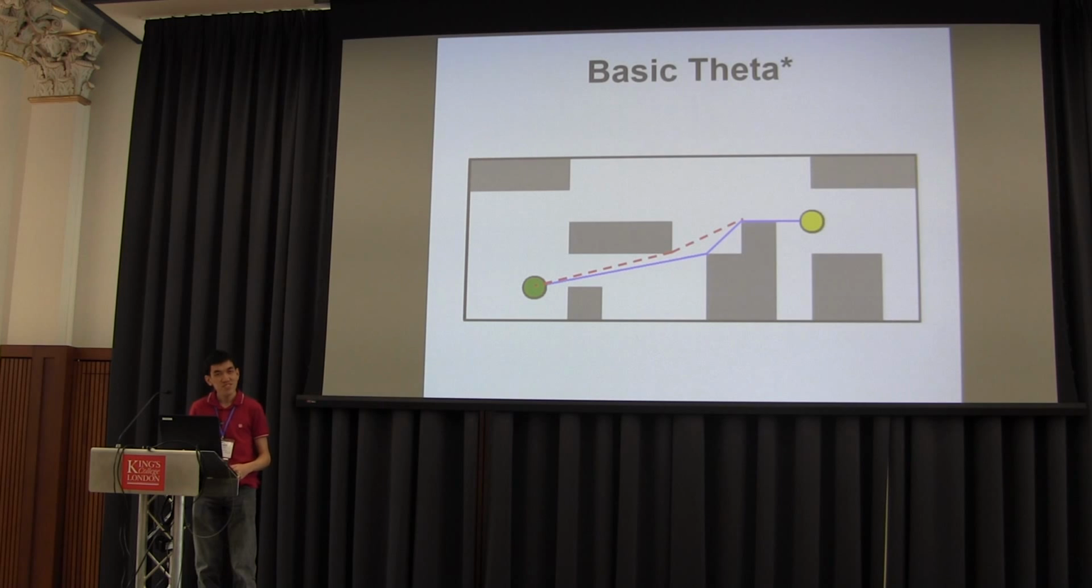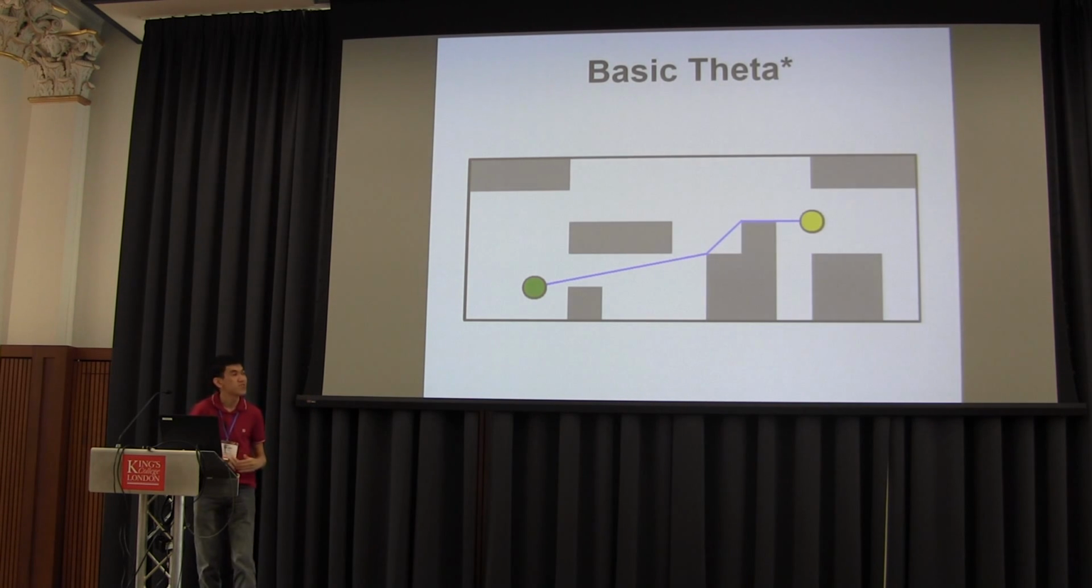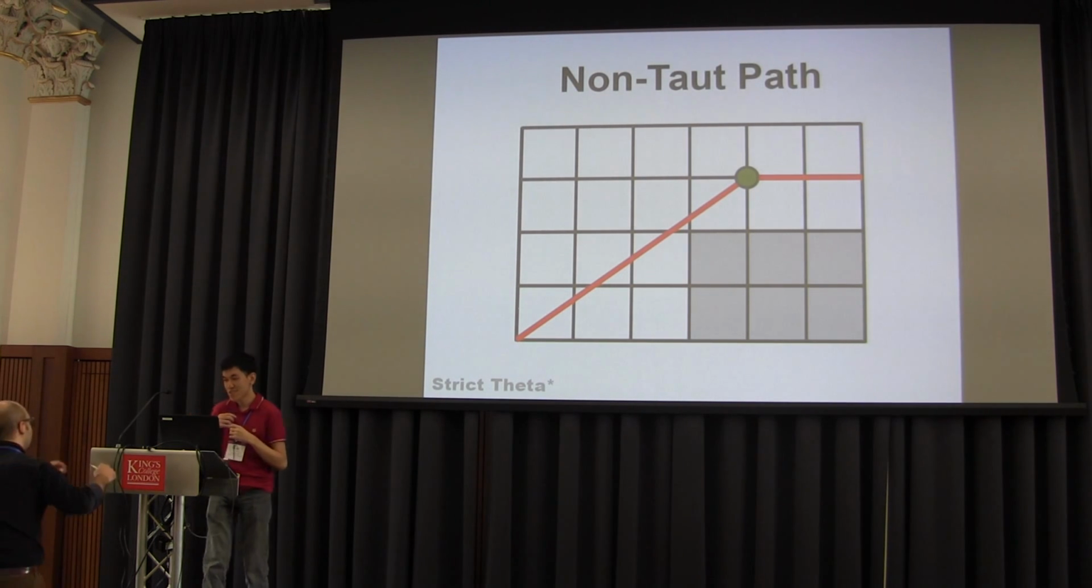So one of the reasons why these things are clearly not optimal is that we can see that these paths are not taut, as in you could pull on the string and make it shorter. Yeah, so what is a non-taut path?